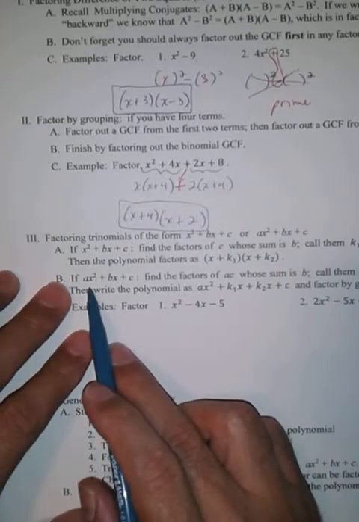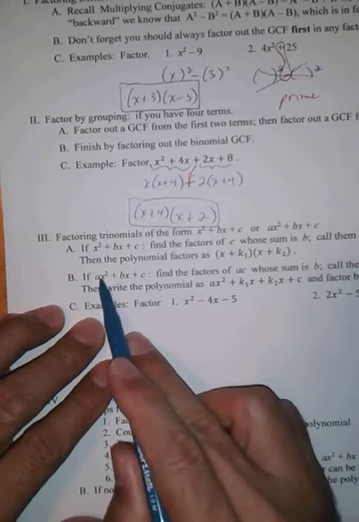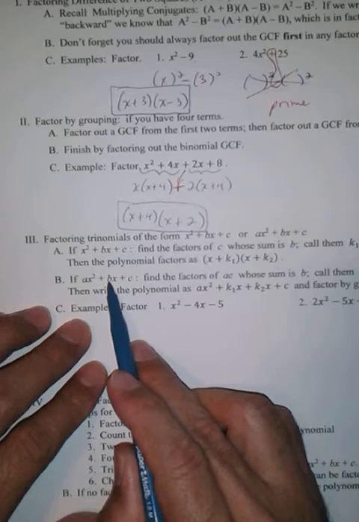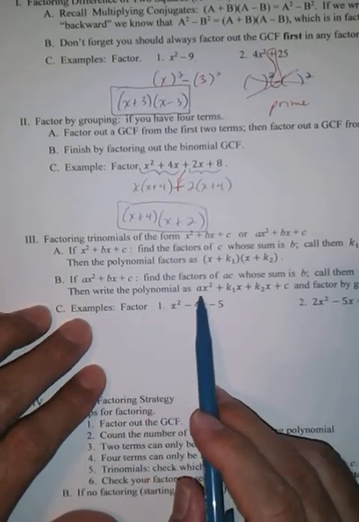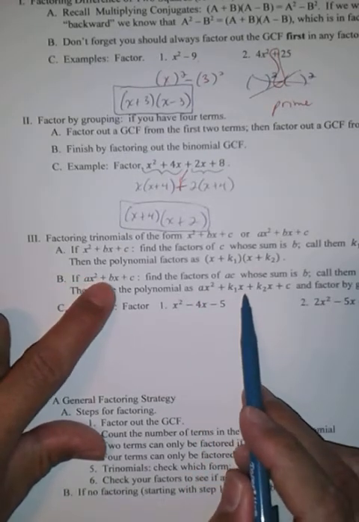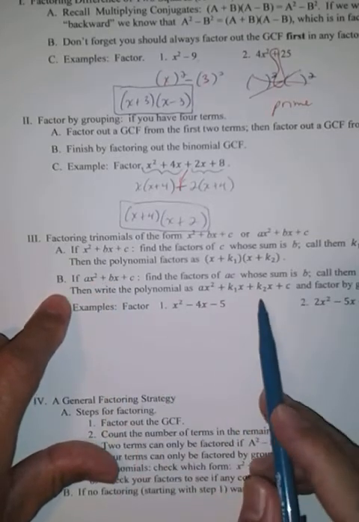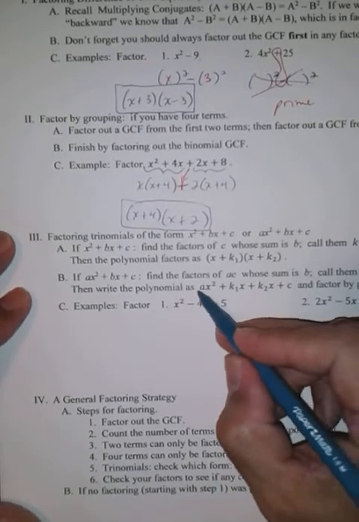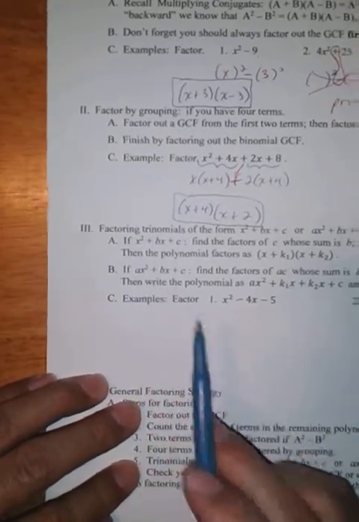All right. If it's ax squared plus bx plus c, you find the factors of ac. That means you multiply a times c. Find the factors of ac whose sum is b. Sounds very similar to the other one. Let's call them k1 and k2. Then write the polynomial as ax squared, notice that's the same first term, plus k1x plus k2x. But then k1 plus k2 is b, remember? Plus c. But leave it separate like that. And then you factor by grouping 2 and 2. Okay. So remember that's for ax squared plus bx plus c.